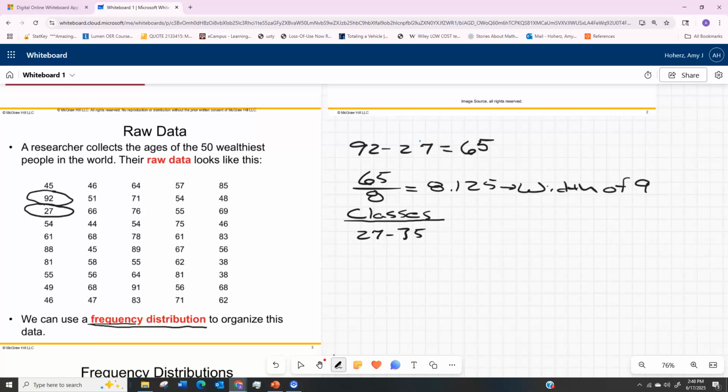Now we're going to do the same thing for the next one. And this is where you can actually see the 9 better. So 27 to 36 is 9. And then 35 plus 9 would be 44. Again, if we count this class, 36, 37, 38, 39, 40, 41, 42, 43, 44, that's 9 numbers. And from here to here is 9, from here to here is 9.